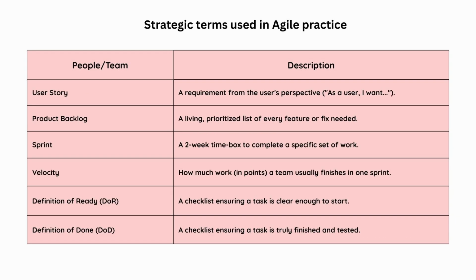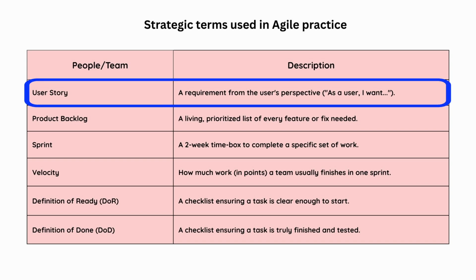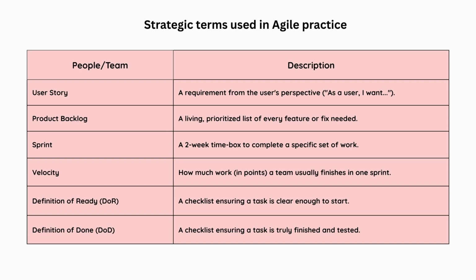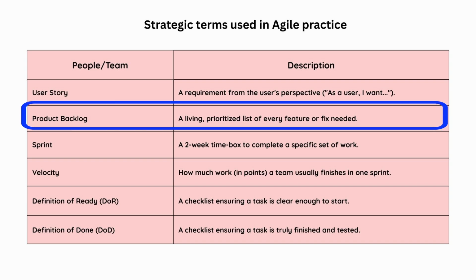All right, now let us familiarize some of the terms and processes commonly used in Agile project execution. User story, a simple way to capture a requirement from the user's point of view. Like, "as a user, I want." User stories are used by the product owners to express customer needs and by the development teams to understand what to build.